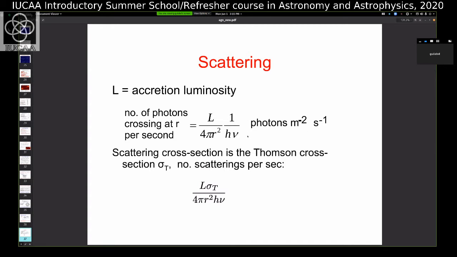Okay. And the actual scattering is determined by the cross section. In this case, the Thomson scattering cross section, because the scattering of radiation by free electrons is essentially Thomson scattering. So, from this, the number of scatterings per second, you just take this sigma t, the Thomson scattering cross section, and multiply it with the number of photons crossing at r per second. So you get the number of scatterings per second is L divided by 4 pi r squared h nu, multiplied by the Thomson scattering cross section.